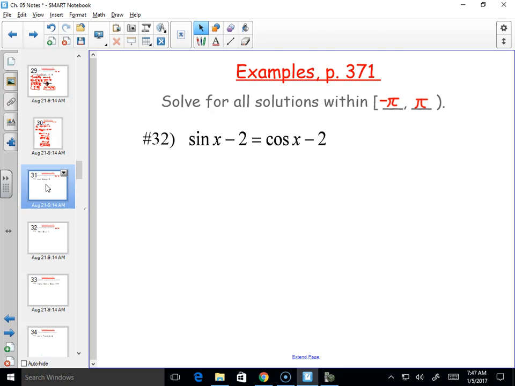This one, directions, once again, all solutions within. Okay, we're only looking for however many solutions fit between. Not just one for inverse trig, not infinitely many. Remember the first step: can you read the directions and know what kinds of answers you should be getting? Next step, we have to look at this problem and say, alright, solve.